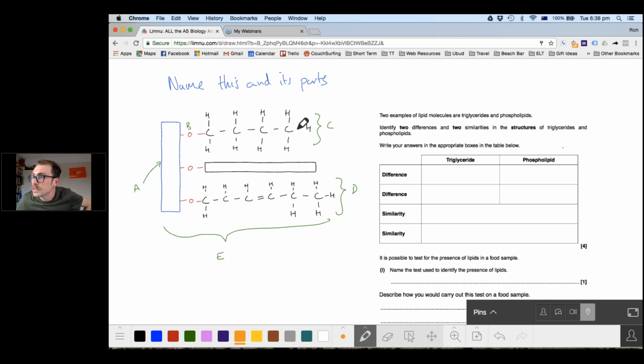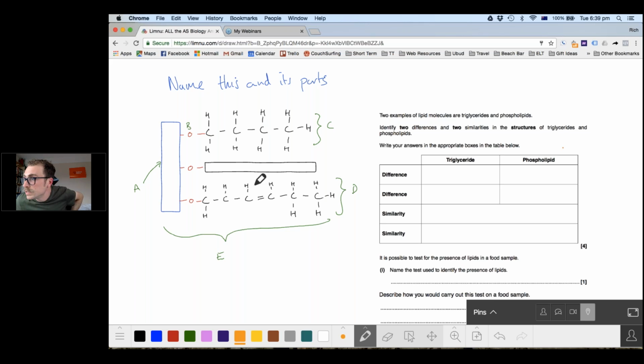C is a saturated hydrocarbon fatty acid. Spot on. I should give some names, shouldn't I? Ariba, you are quite right. E, the whole thing is a triglyceride. And let's pick someone else. C is a saturated fatty acid.